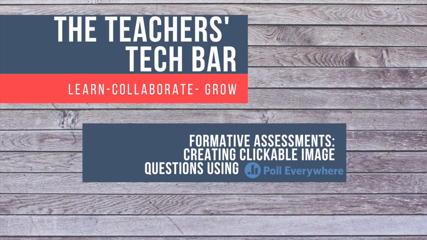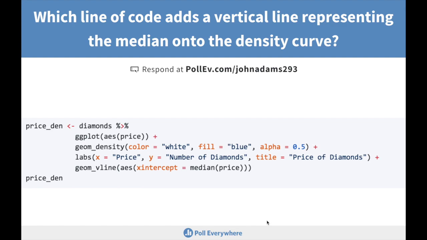I'll walk through an example of how I use it in my statistics class as I teach some coding. We use the language R, which is popular in statistics and data science. Here's an example of the question. I ask which line of code adds a vertical line representing the median onto the density curve. You have the whole code here that's going to create this density curve with the vertical line on it, and what the students will have to do is click on the part of the code that they think will create that vertical line.